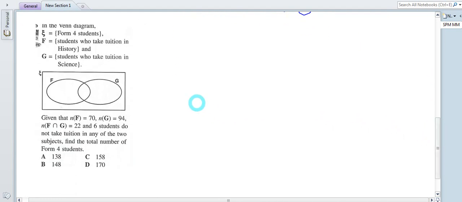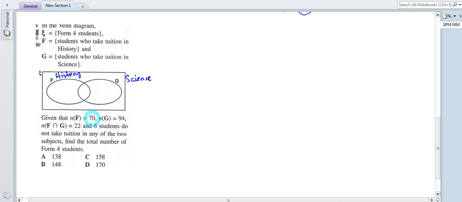Okay, let's try the last one. Universal set is form 4 students. F is students who take tuition in history. So this is history. G is science. Okay, so n(F) is 70.